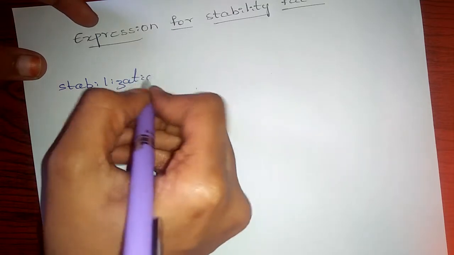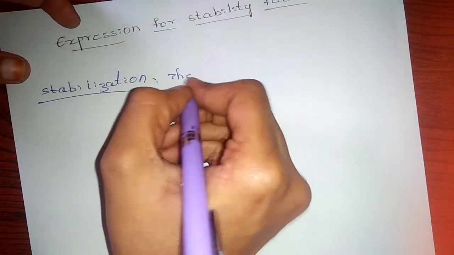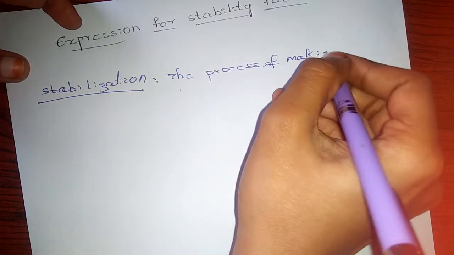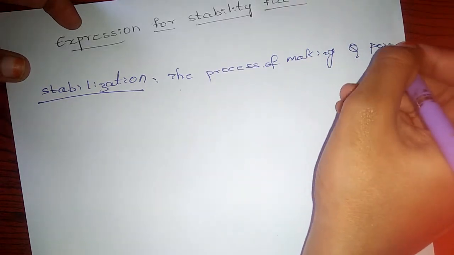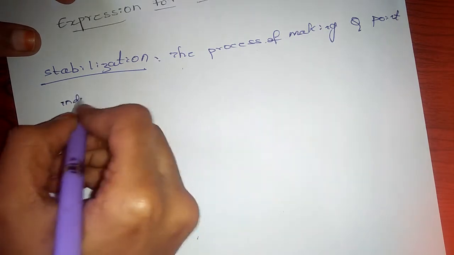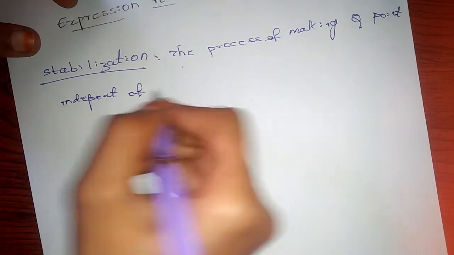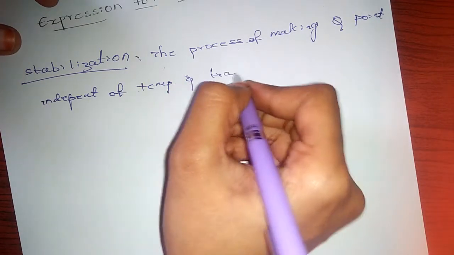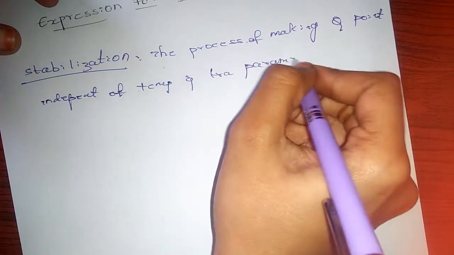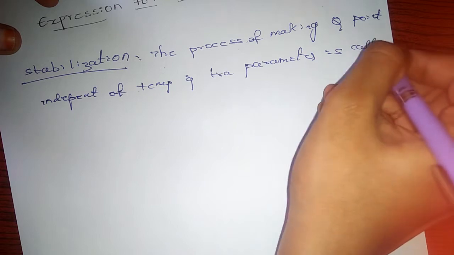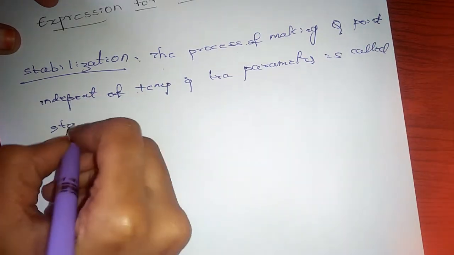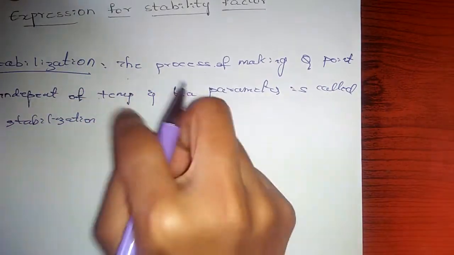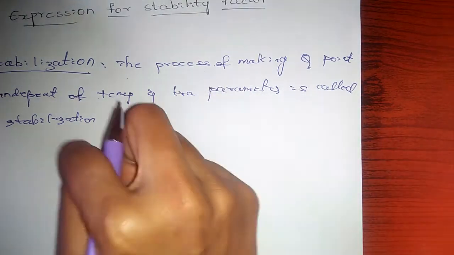Stabilization is nothing but the process of making the Q point, the operating point, independent of temperature and transistor parameter. The process of making the Q point independent of temperature and transistor parameter is called stabilization.